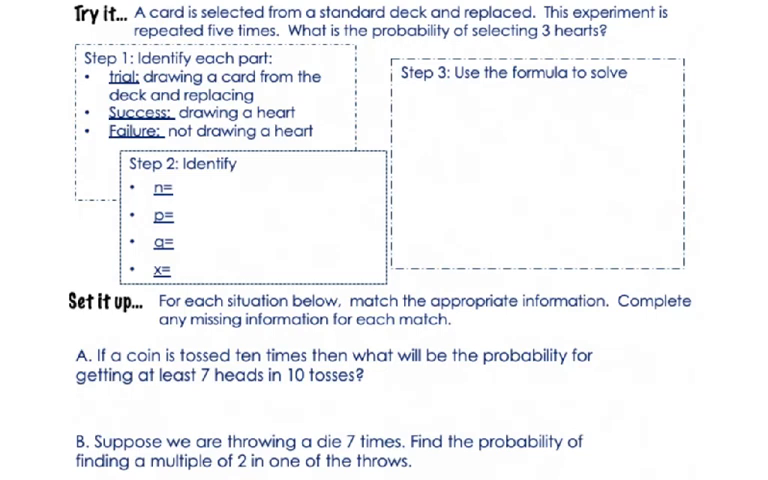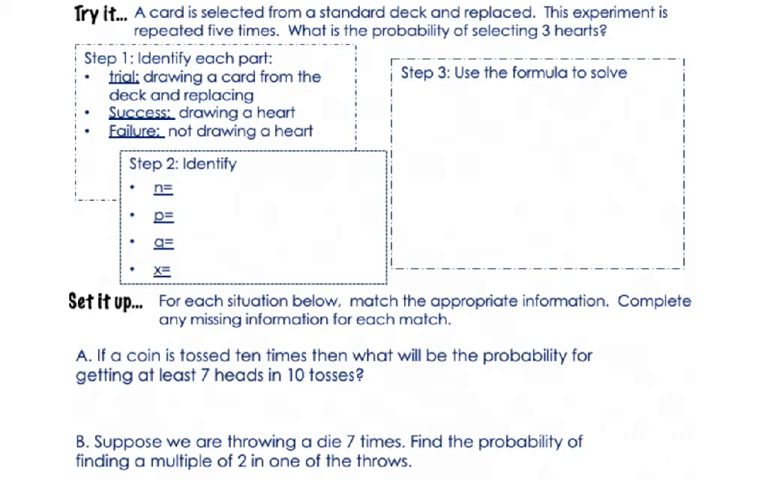Okay, so let's do some other stuff. Alright, so for each example that you get to, this is what you do. First, you're going to read it. A card is selected from a standard deck and replaced. This experiment is repeated 5 times. What is the probability of selecting 3 hearts? Step 1, you want to identify each part, just like we did in those last examples. You need the trial, which is drawing a card from the deck and replacing. You need to know what the success rate is, drawing a heart. The failure rate is not drawing a heart.